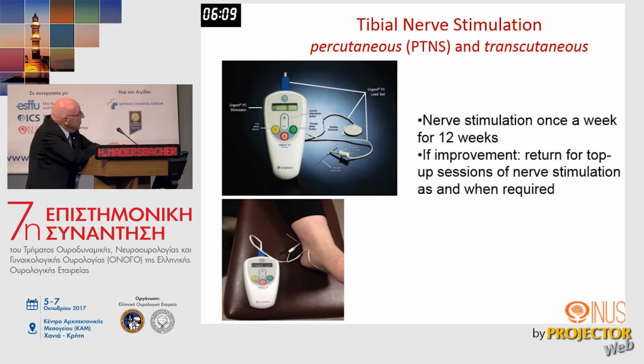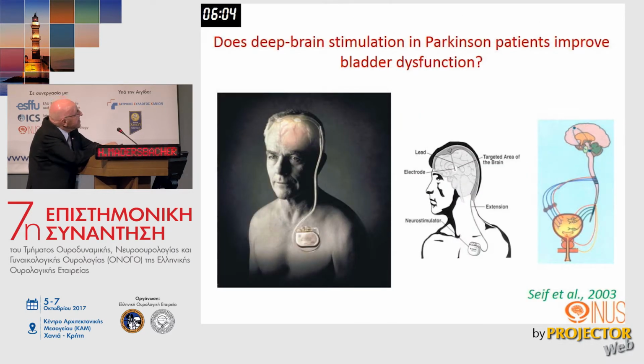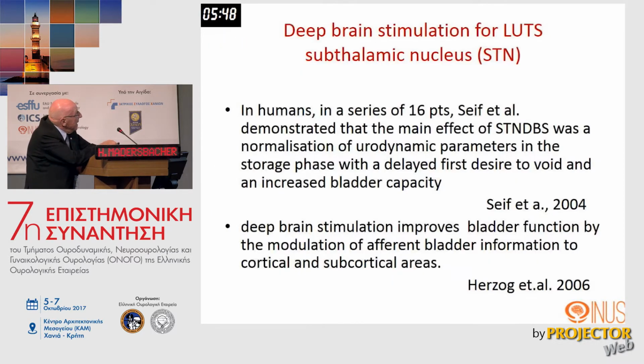Well, there are also some studies with electric neuromodulation, but an important study is, does deep brain stimulation in Parkinson's patients improve bladder dysfunction? You know that this is a method which is applied in younger Parkinson's patients who are not responsive to medications anymore. And then you implant such a deep brain stimulator, and it was shown, especially by SIFE for the first time, that the main effect of this type of stimulation in regards to the urinary tract was a normalization of urodynamic parameters in the storage phase with a delayed first desired void and increased bladder capacity.